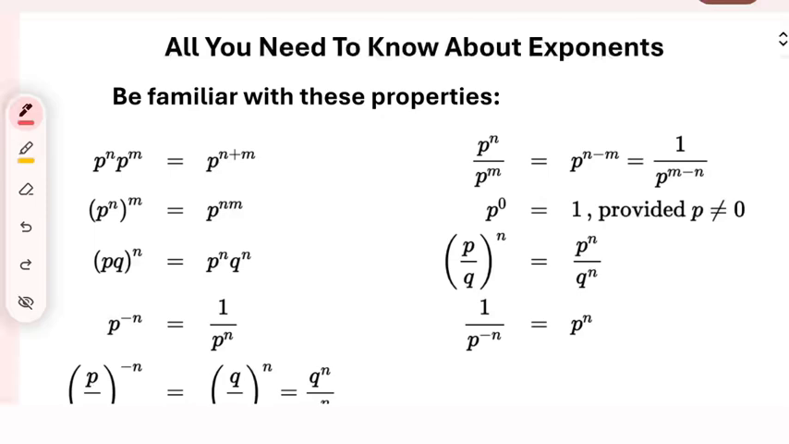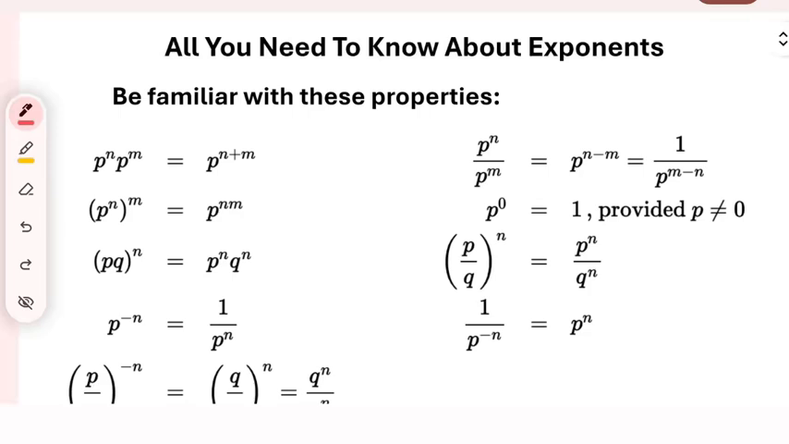Hello everyone. In this video, this is the video you need if you want to learn more about exponents. All the things about exponents and the properties of exponents, you can find in this video. So please stay tuned and follow me as I discuss all about exponents.